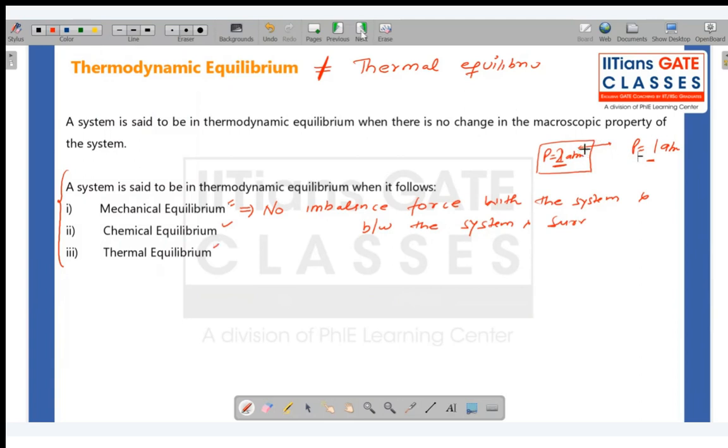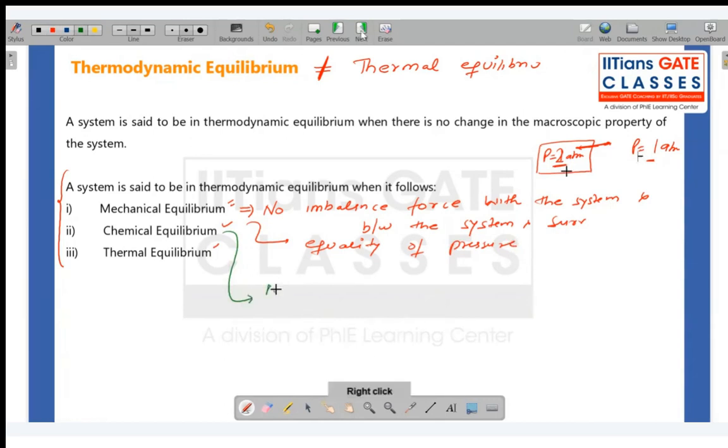So what I'm trying to tell you is that if the pressure is not the same between system and surrounding, then there will be some imbalance at the boundary. So you cannot say that it is in mechanical equilibrium. Basically, you can say mechanical equilibrium is equality of pressure.